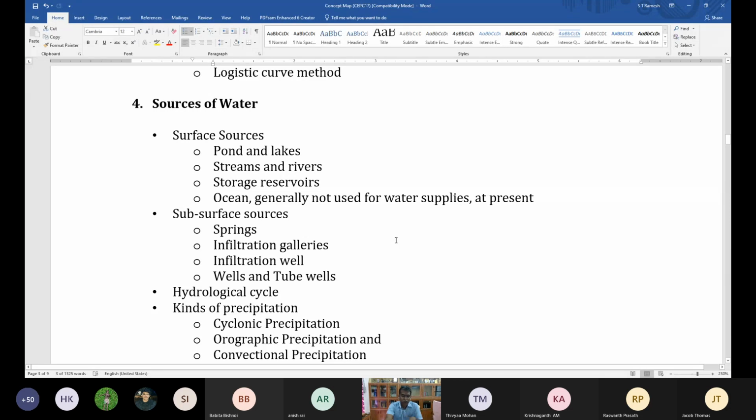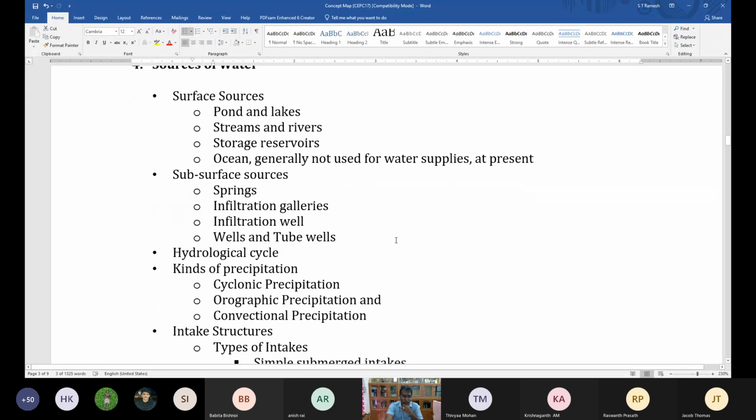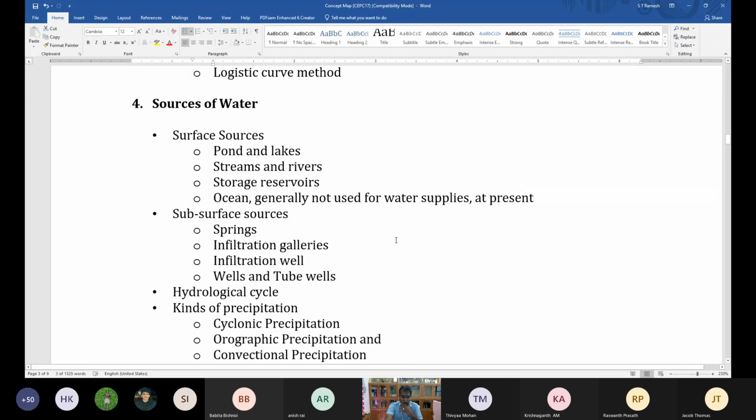So being familiar with population forecasting, we'll move on to sources of water. As I told you, you can classify sources into surface sources and subsurface sources. Surface sources are mainly ponds and lakes, streams and rivers, reservoirs, and the ocean or sea. Typically, it is not used extensively for water supply. Nowadays, people have targeted saline water or seawater tapping also for domestic consumption. Chennai is the best example.